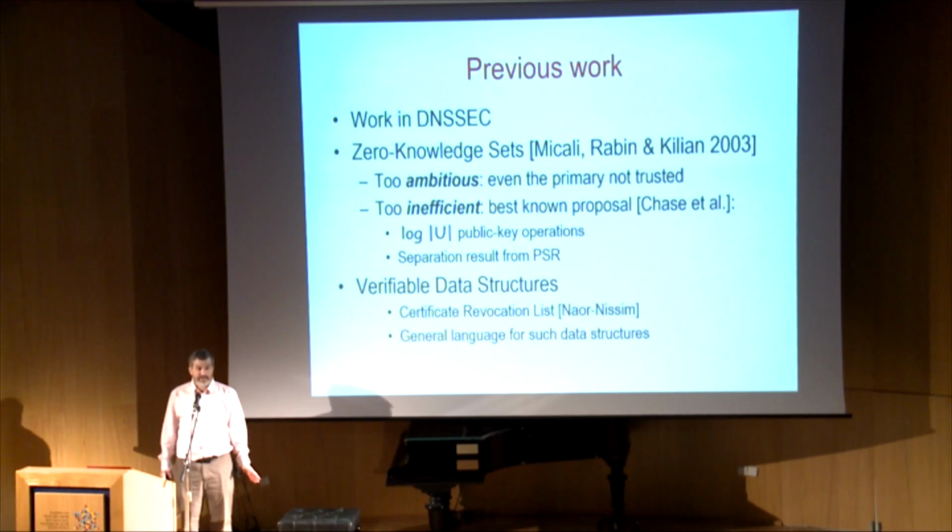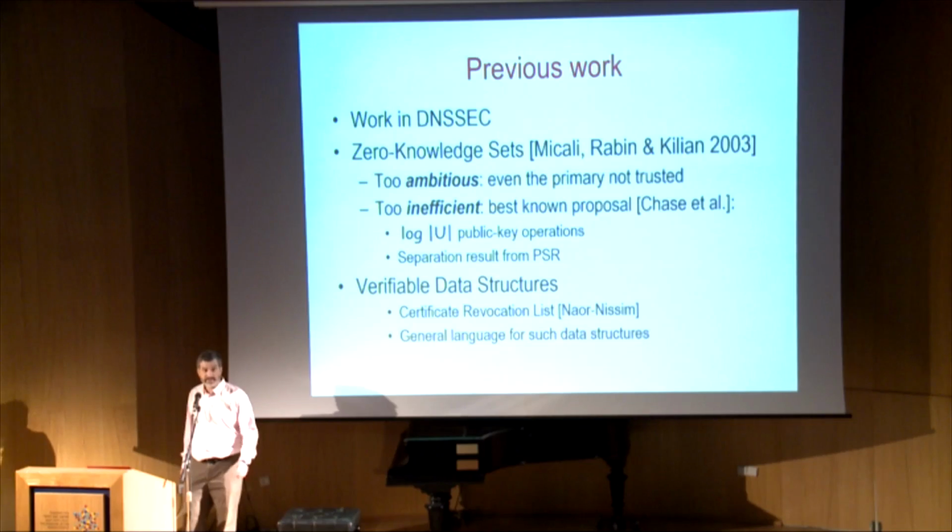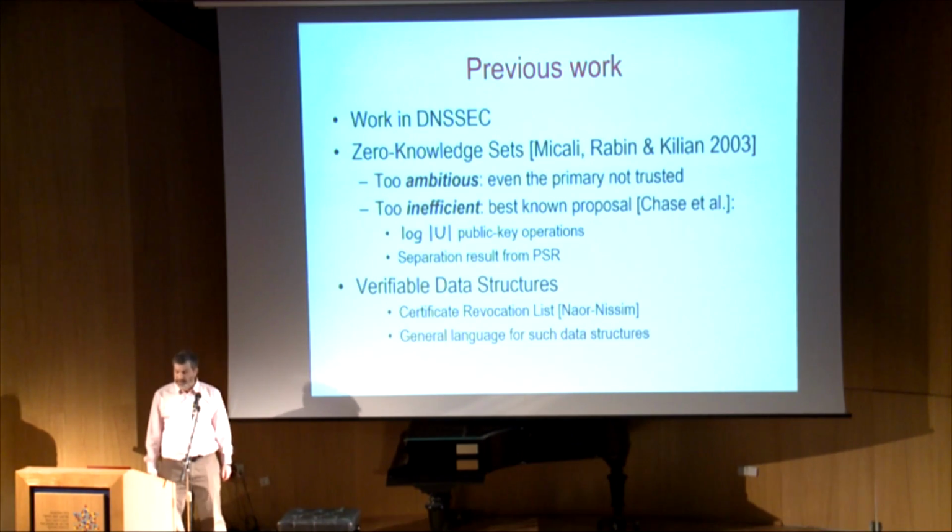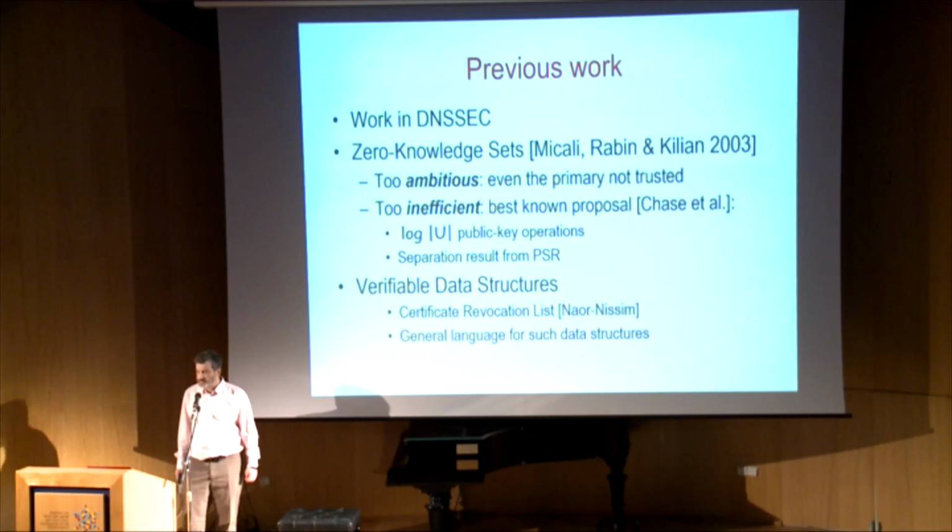So what's known about this before we prove all our stuff? What's known? There's, of course, all the work I mentioned in DNSSEC, but it's not satisfactory. Then there is the notion of zero-knowledge sets by Micali, Rabin, and Kilian from 2003.